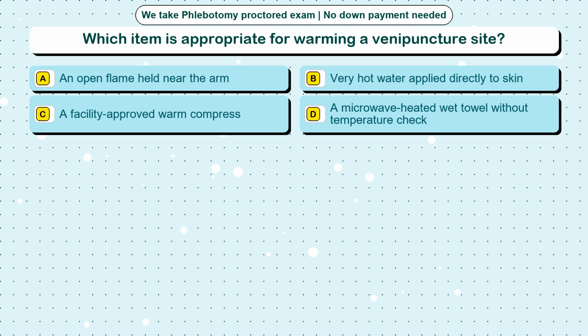Question 89. Which item is appropriate for warming a venipuncture site? Option A. An open flame held near the arm. Option B. Very hot water applied directly to skin. Option C. A facility-approved warm compress. Option D. A microwave-heated wet towel without temperature check.